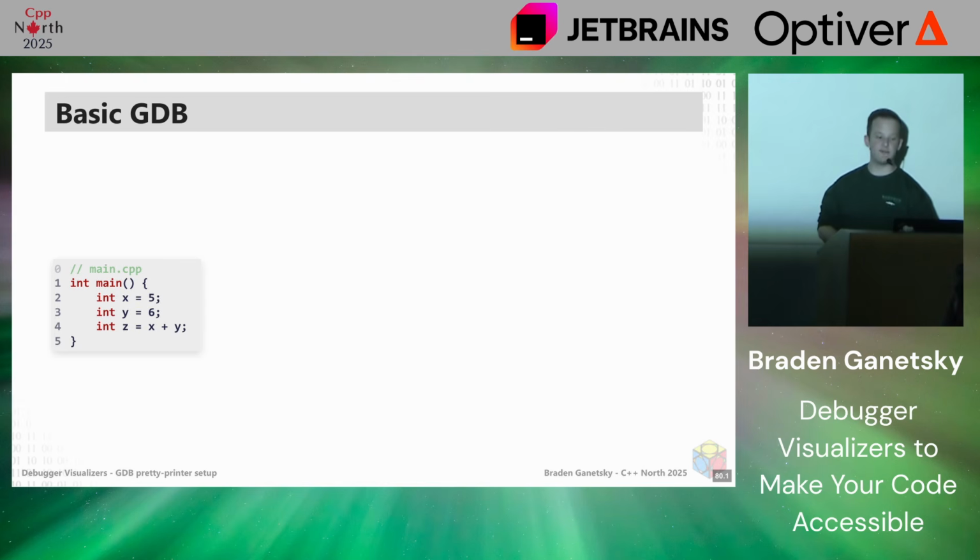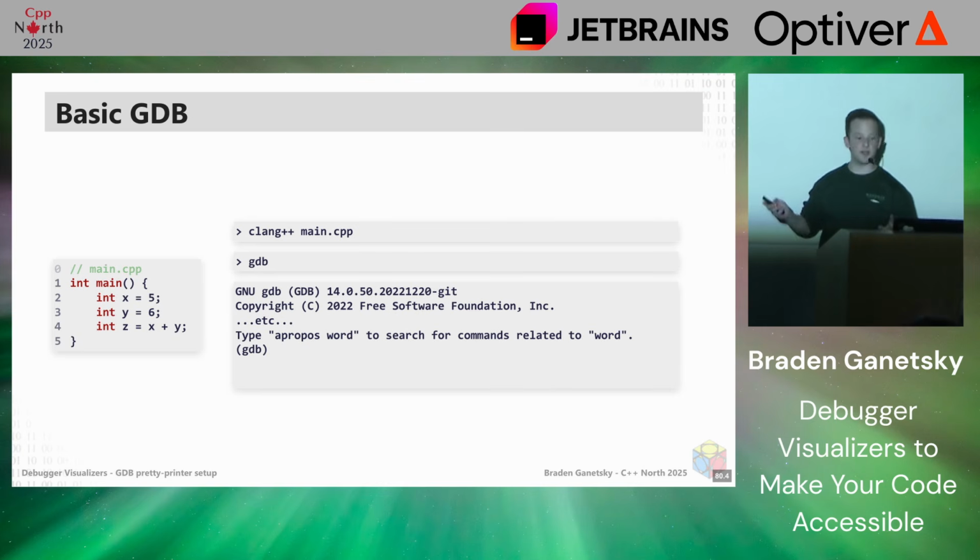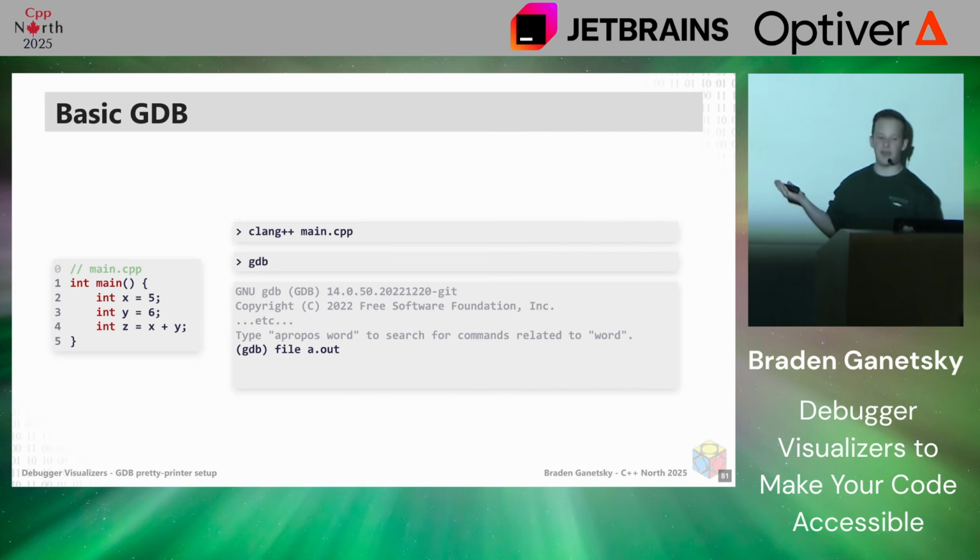I have x is 5, y is 6, and then z is x plus y. Obviously z is 11, but I don't know that myself. I want to find that out in the debugger. So I compile main.cpp with clang, and then I run GDB. Inside of GDB, it does all this stuff at the beginning, and then I write file a.out. And what that means is, well, I didn't specify the name of my executable, so by default it's a.out.